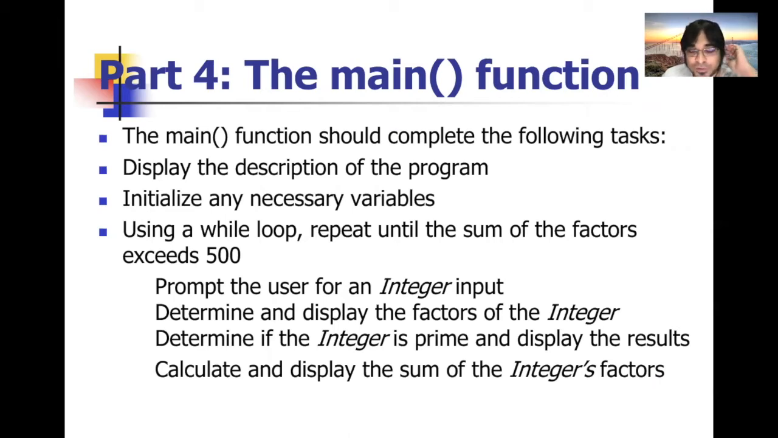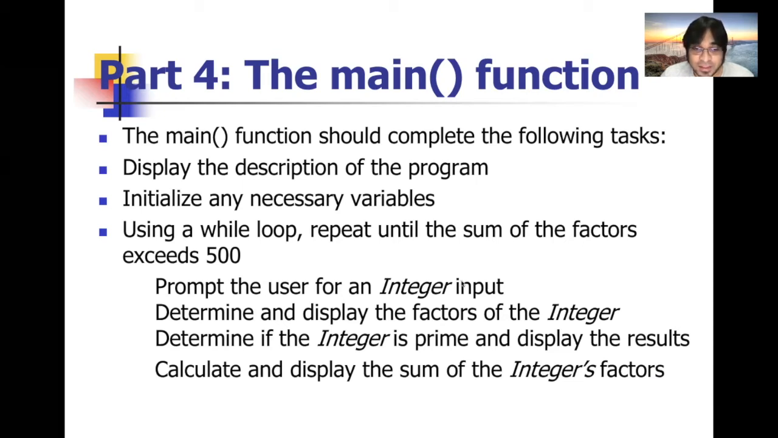Now let's move on to part 4, which is the main function. And the main function should complete the following things. So it should display the description of the program. We'll do that. We'll initialize the necessary variable. So this, starting from here, is the pseudocode. We'll use a while loop and repeat until the sum of the factors exceeds 500.